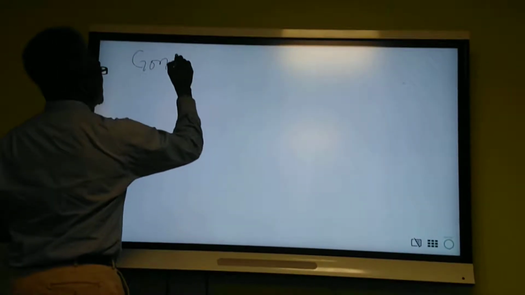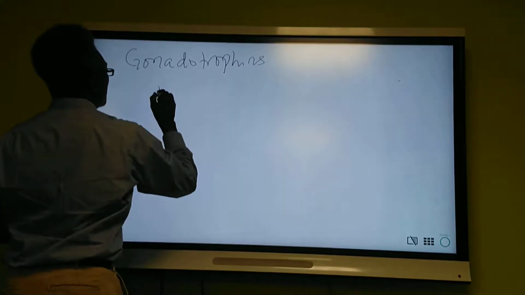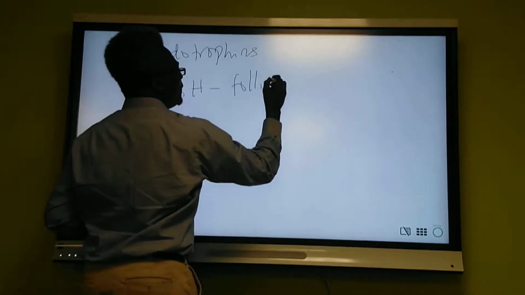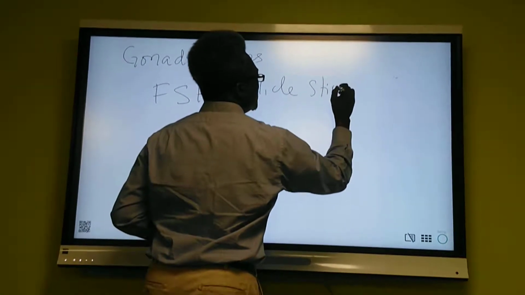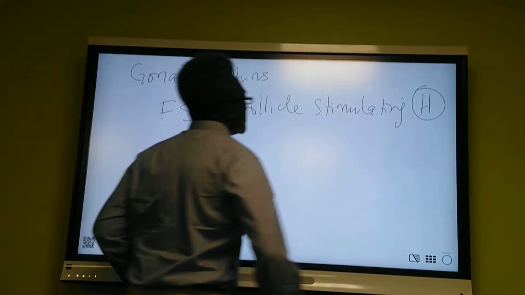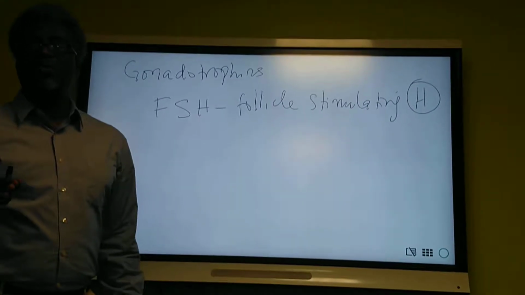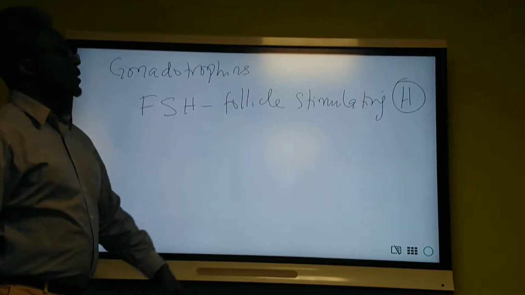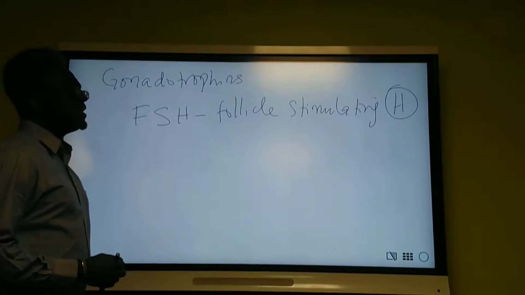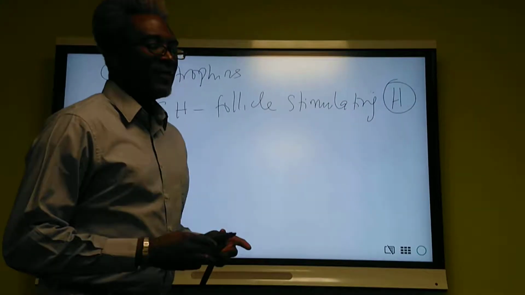So, FSH stands for follicle stimulating hormone. Once again, most of the hormones, their names give a clue to what they do. Follicle stimulating hormone, in the case of Sammy, who is a girl, will go to the ovaries to facilitate the further development of the eggs.